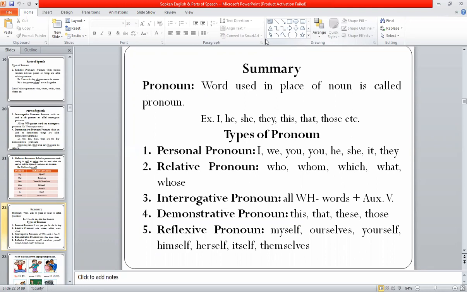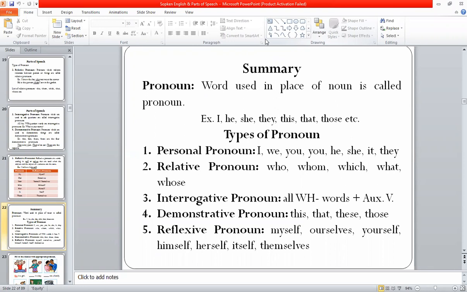Then the fourth type is demonstrative pronoun. So the demonstrative pronouns are the pronouns by which we generally indicate things, people, or living or non-living things, by which we show or demonstrate the things. That is why they are called demonstrative. They are used for showing. Okay, that is why they are called demonstrative pronouns.